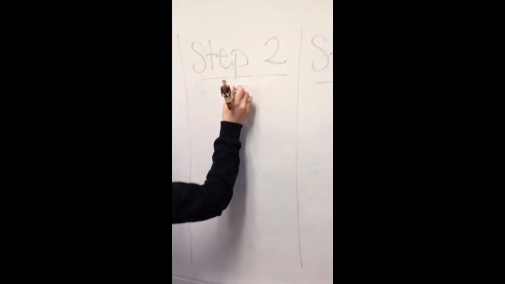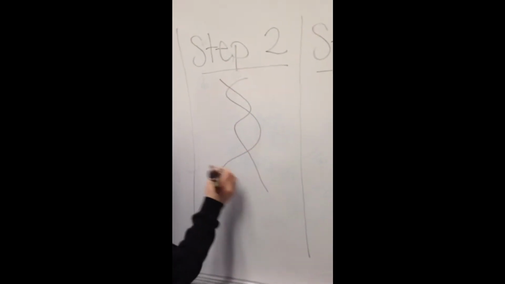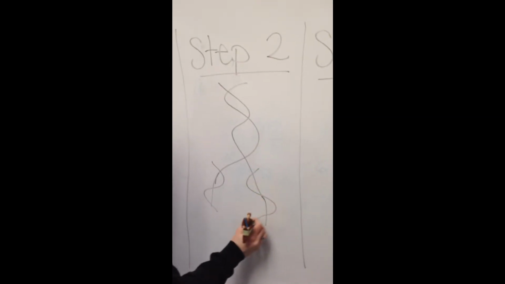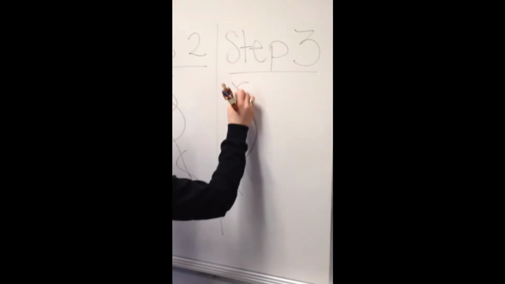Step 2. New nucleotides are added to each side and the new base pairs are formed according to the base pairing rules. Two new double helixes begin to form. Two identical DNA molecules are formed.